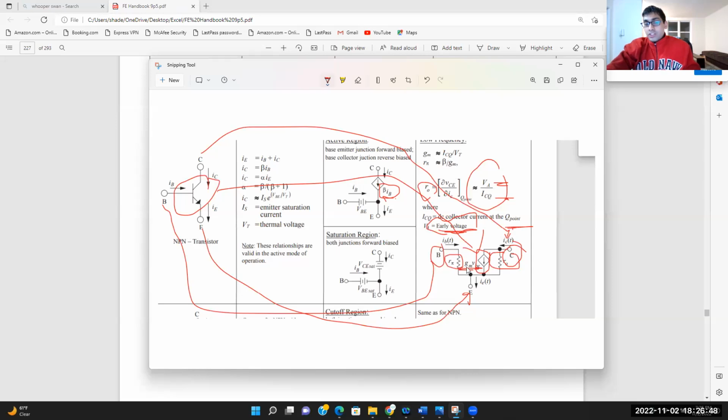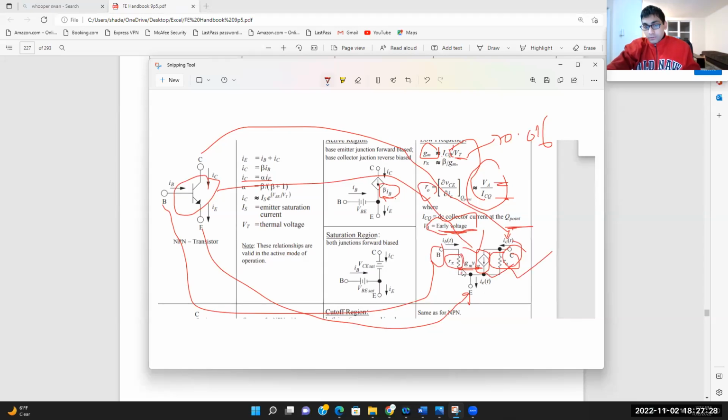If you're trying to figure out my gm over here, gm is nothing but this collector current divided by VT. Now VT, as we discussed earlier, is 0.026. So once you know your collector current and you divide it by 0.026, you would be able to figure out your gm. Your VBE would be given to you. This R naught, you just figured out how to find this parameter. If you figured out this parameter, you figured out this parameter.